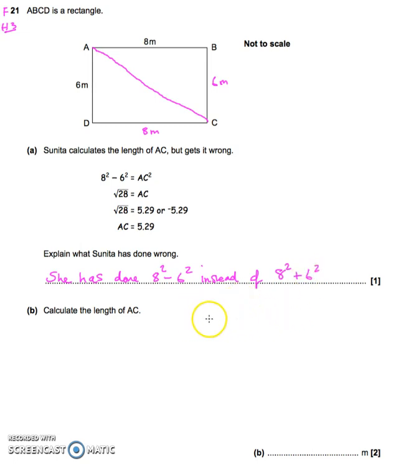And then in part B, we've actually got to calculate the length of AC. So we'll do that instead of what Sunita was doing. So 8 squared plus 6 squared, because Pythagoras is, I'll just draw this out for you. There's our right angle triangle. There's A, there's C, there's B, right? Pythagoras is A squared plus B squared equals C squared.